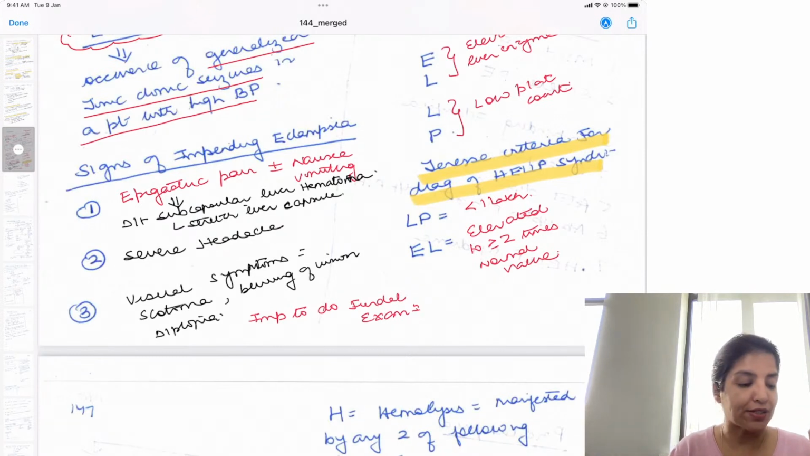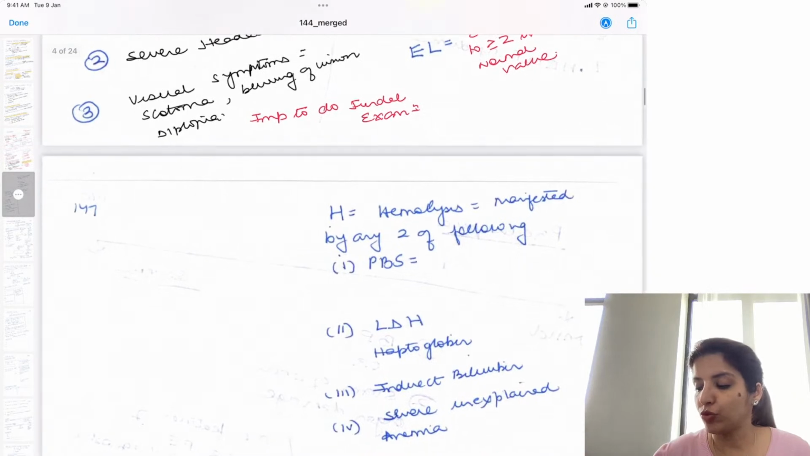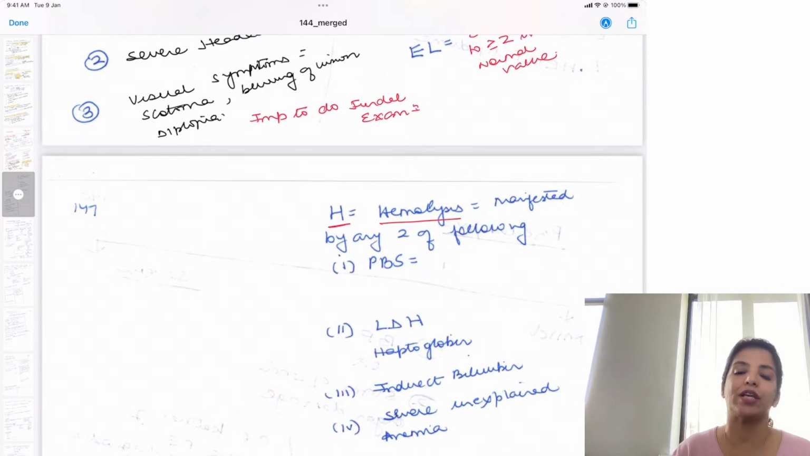I have told you Tennessee's criteria for HELP syndrome में LP, that is low platelet count, less than 1 lakh. Elevated liver enzymes to more than equal to 2 times its normal value. And H was for hemolysis. So Tennessee says that you just don't have to say that your patient is having hemolysis. For saying that hemolysis has happened, any 2 of the following should be present. So what are those 2? Out of these 4, any 2 should be present.